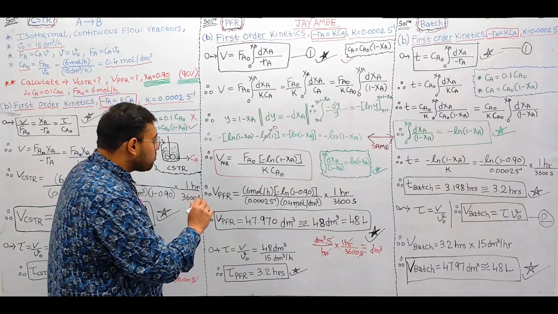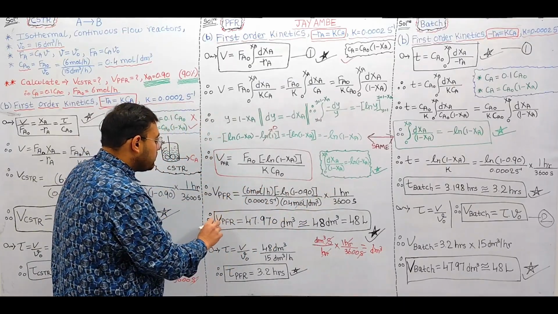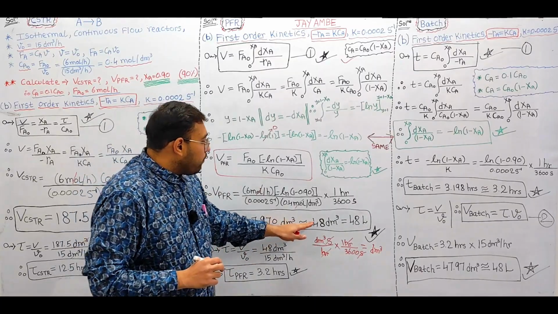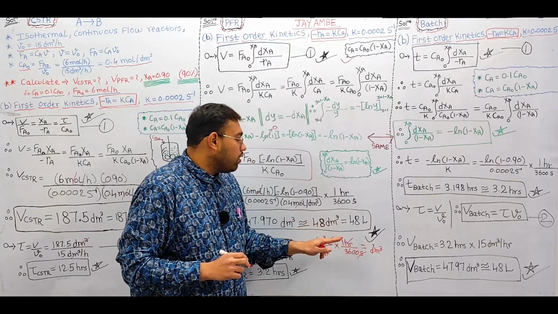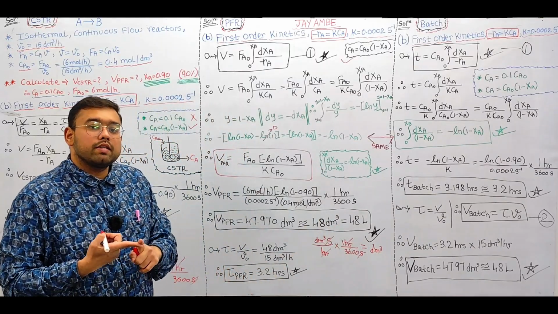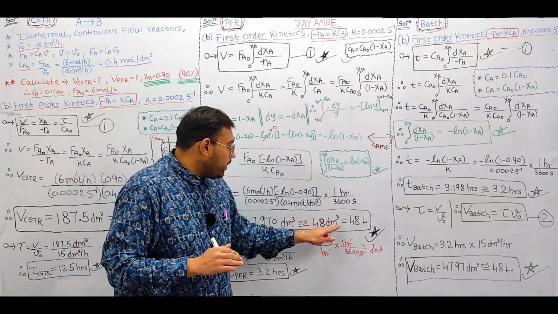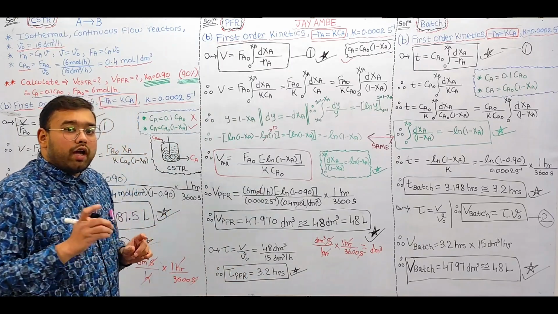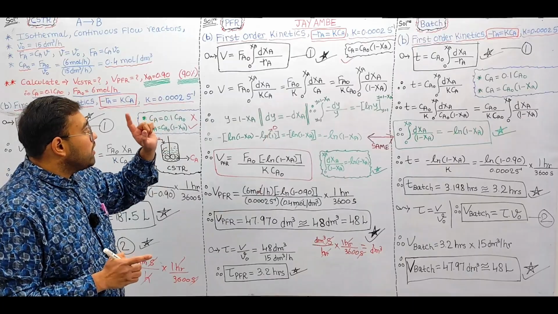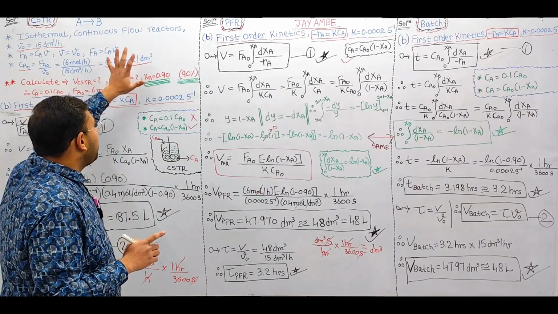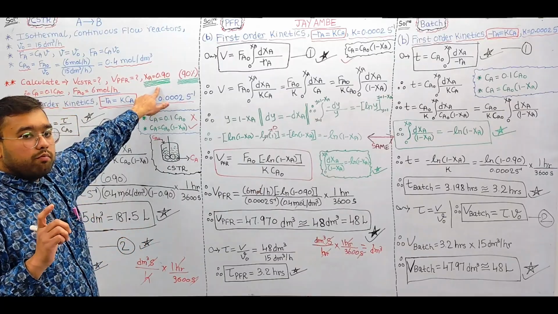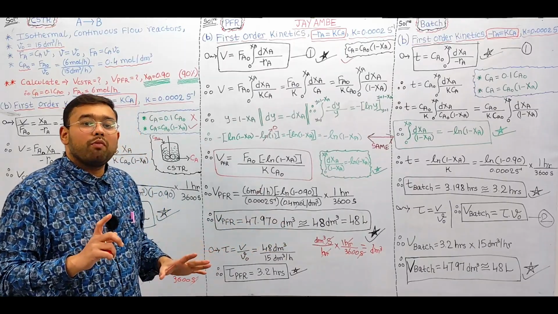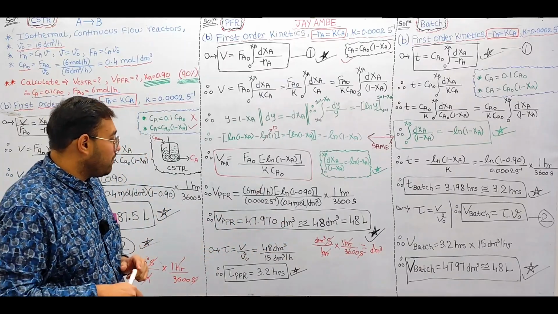After solving these, you will get the volume of PFR equal to 47.970 cubic decimeter, which is approximately 48 cubic decimeter, equal to 48 liters, because 1 cubic decimeter is equal to 1 liter. So in order to achieve 90% conversion using first order reaction kinetics, keeping all the operating parameters constant, using a plug flow reactor, we require 48 liters volume of plug flow reactor. I hope you have understood, right?